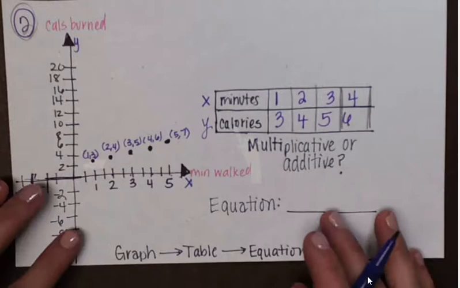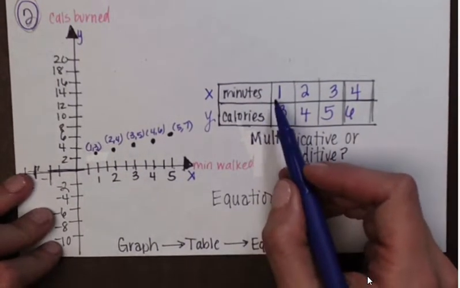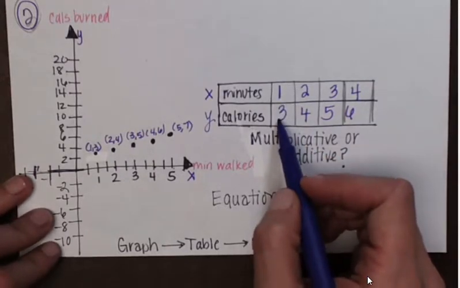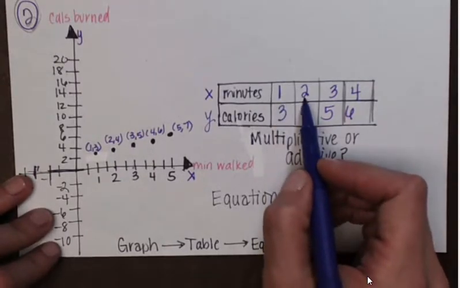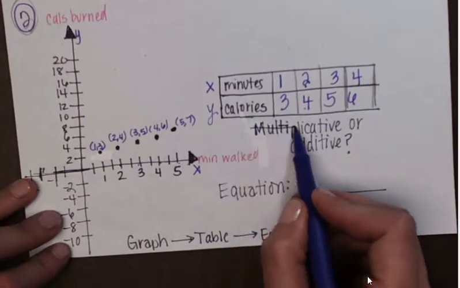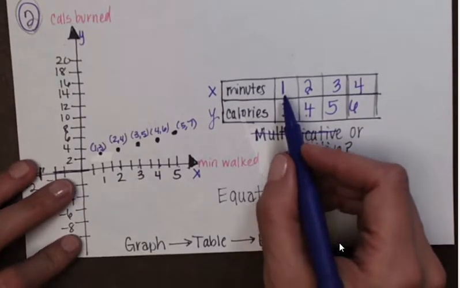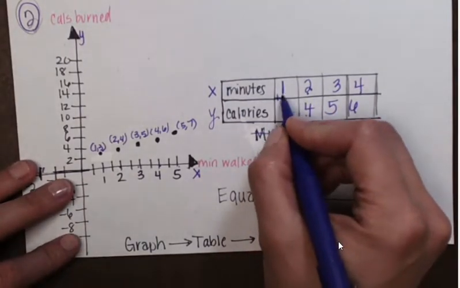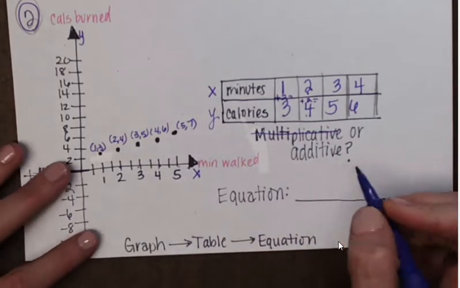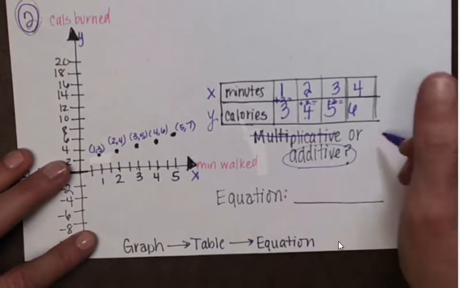So now let's pick if it's multiplicative or additive. Okay, it's one of the two. So process would be, if it's multiplicative, 1 times 3 is 3. Now if I do 2 times 3, do I get 4? No, so it can't be multiplicative. It's got to be additive. Let's figure it out. 1 plus what is 3? Plus 2. Is 2 plus 2 equal to 4? Yes. Is 3 plus 2 equal to 5? So this one is actually additive.